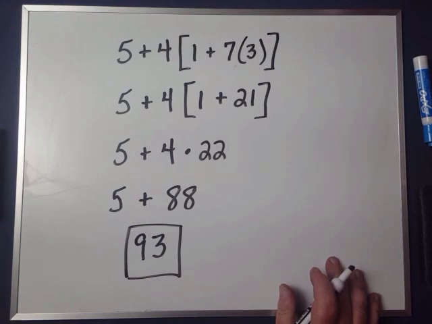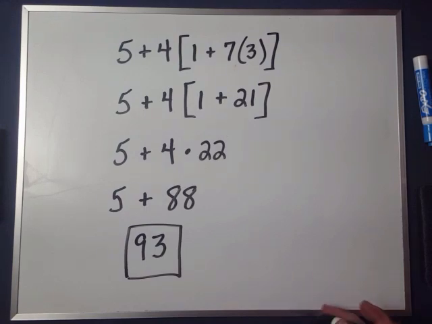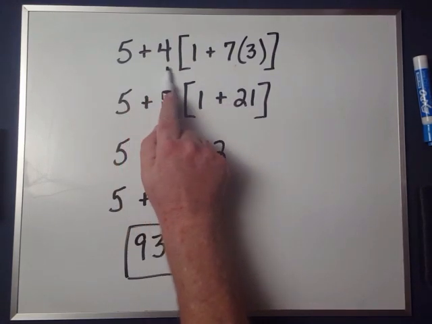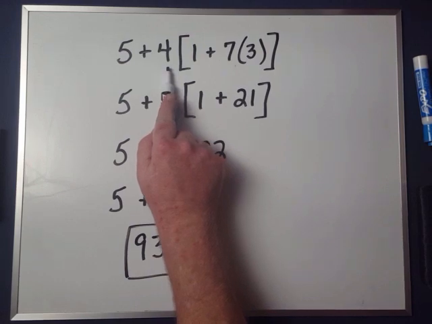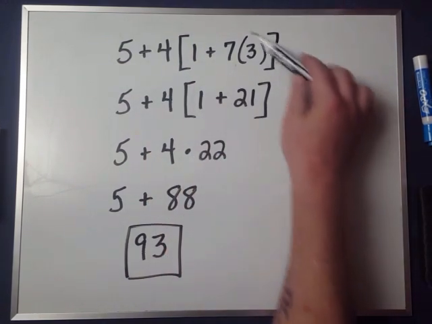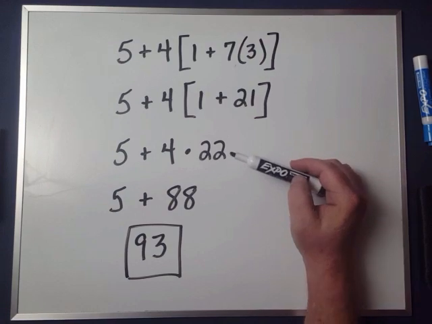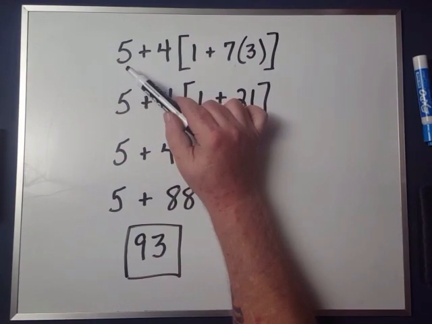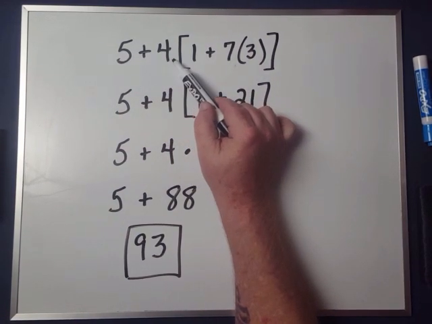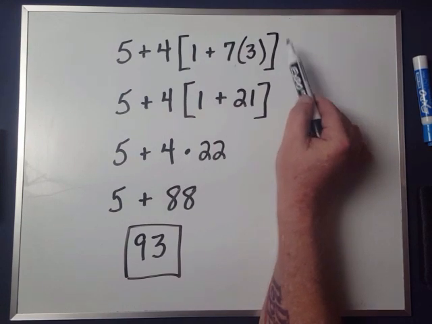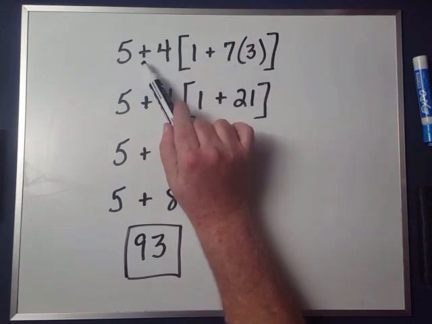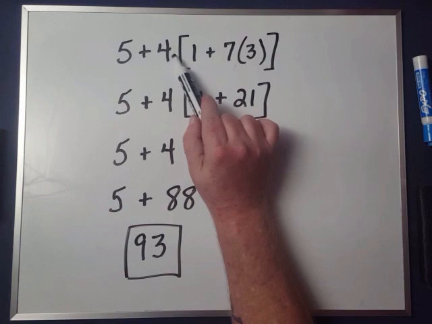I will point out to you here that a common mistake is to add this 5 plus this 4 and then multiply times the result. Well, that's not how this works. This says 5 plus 4 times something. Before you can do this addition on the outside, you would have to know the answer to this multiplication.